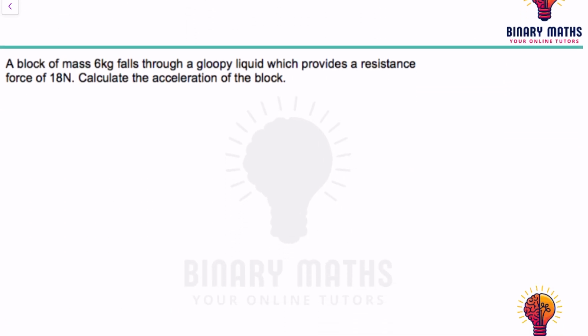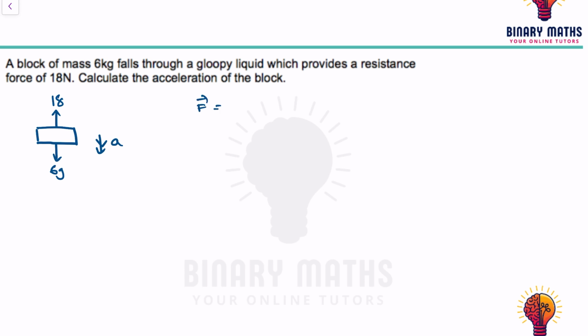A block of mass 6 kg falls through a gloopy liquid which provides a resistance force of 18 newtons. Calculate the acceleration of the block. So you've got a block. Weight is equal to mass times g, so 6g. Resistance force of 18 newtons, so it's pushing it up. It's falling through, so down, so acceleration must be equal to a.